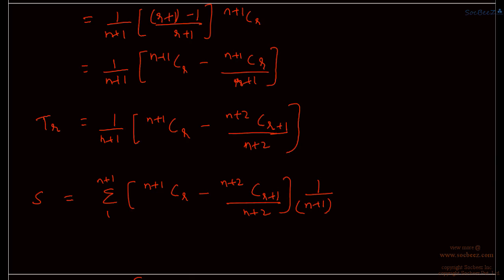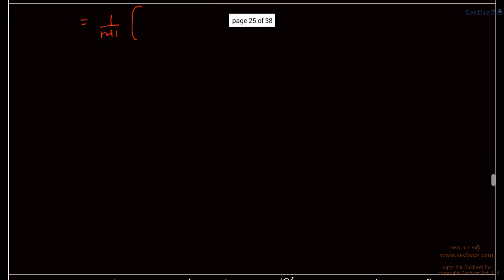Okay. The first term is nothing but the sum of n plus 1 C r from 1 to n plus 1. So be careful, there is no 0 here. There is n plus 1 C1, n plus 1 C2, n plus 1 C3, all the way till n plus 1 C n plus 1. Right? So this is the first term.